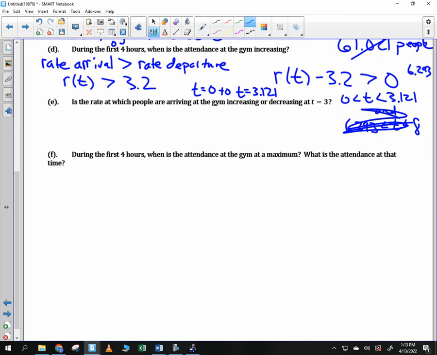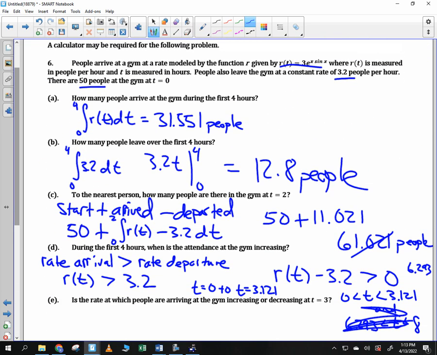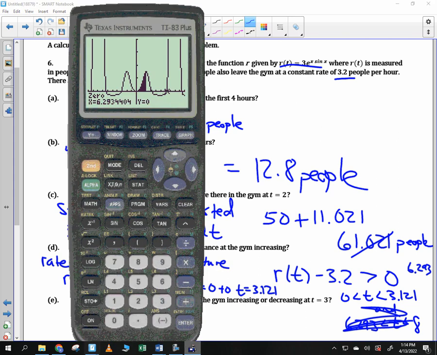Is the rate at which people are arriving in the gym increasing or decreasing at time equals 3? So let's look at the rate. What do we have as our rate function? This guy, right? We're wondering, is it on its way up or is it on its way down? If something is on its way up, then the slope is positive, or the derivative is positive. So if it's increasing, the derivative will be positive, if it's decreasing, the derivative will be negative. So that's all we have to figure out. It says the rate at which people are arriving, so we're only wondering about r of t.